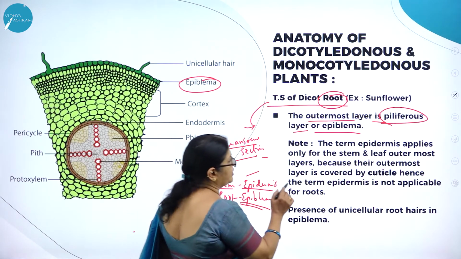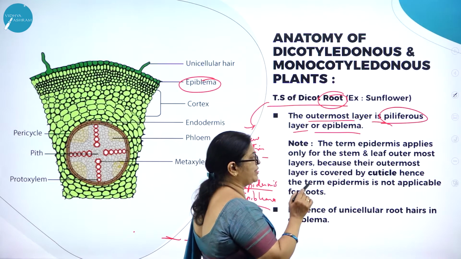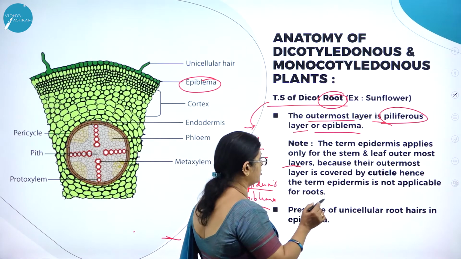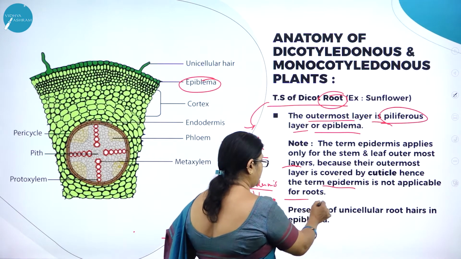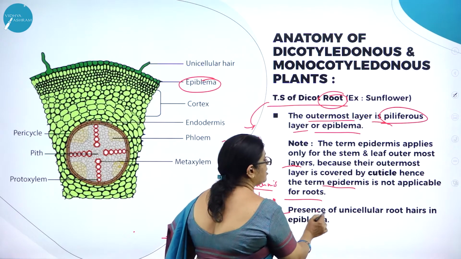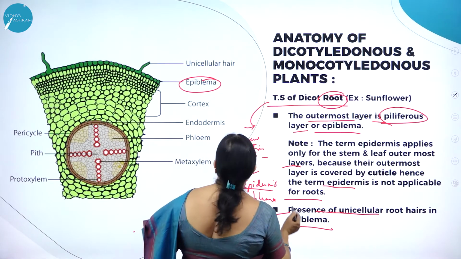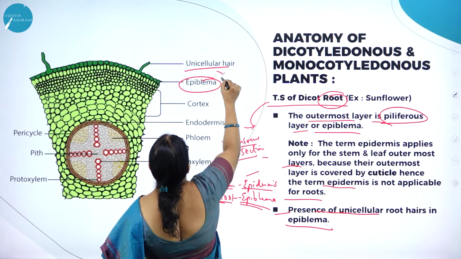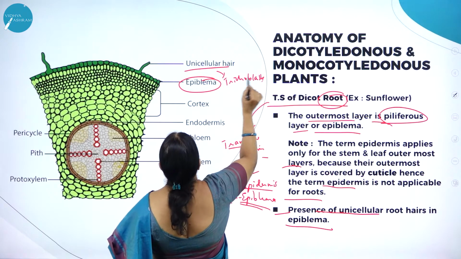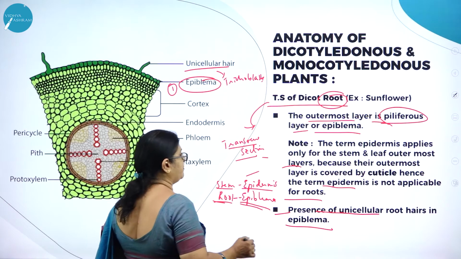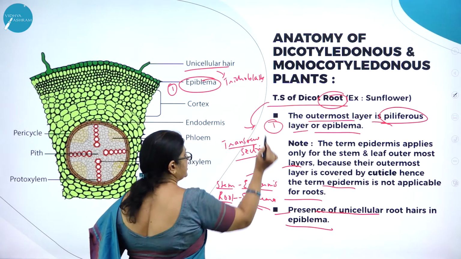The term epidermis applies only for the stem and leaf outermost layers, because their outermost layer is covered by cuticle. Hence, the term epidermis is not applicable for roots. Next, presence of unicellular root hairs in the epiblema. Here you can see the unicellular hair, this is called trichoblast. So the first one, the outermost layer, is epiblema.